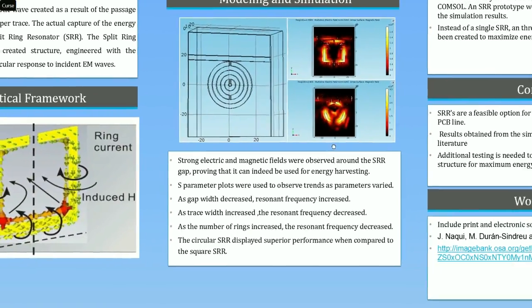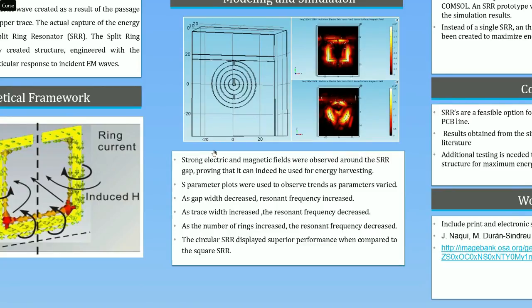So using this software, it was seen that strong electric and magnetic fields were observed within the SRR gap itself, proving that it can indeed be used for harvesting energy. To measure the performance of this energy capture, S-parameter or scattering parameter plots were used. The S parameter in particular used was the S11, which gives a measure of how much power is reflected from the SRR itself.